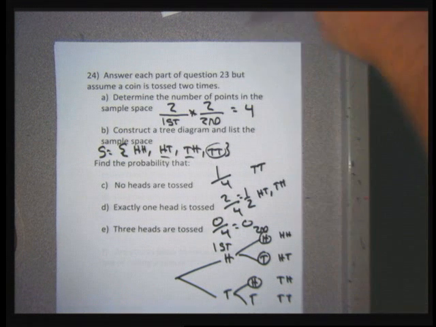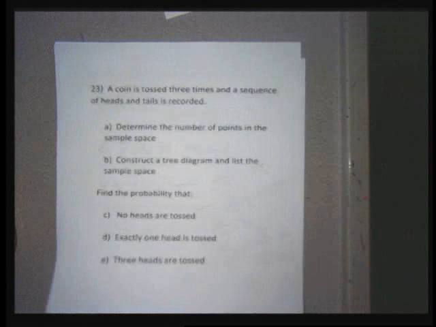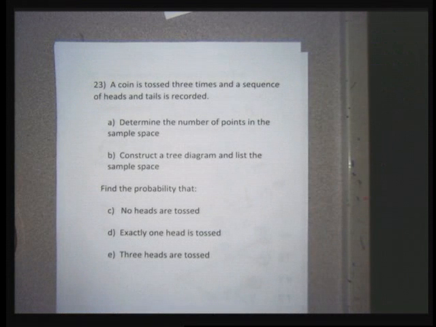Much nicer than your problem 23. You're going to have 8 items in your sample space: HHH, TTT, HTH, HTT. You'll just list all the items, and you'll answer your probability questions. And your denominators are going to be 8 because your sample space is going to have 8 elements in it.